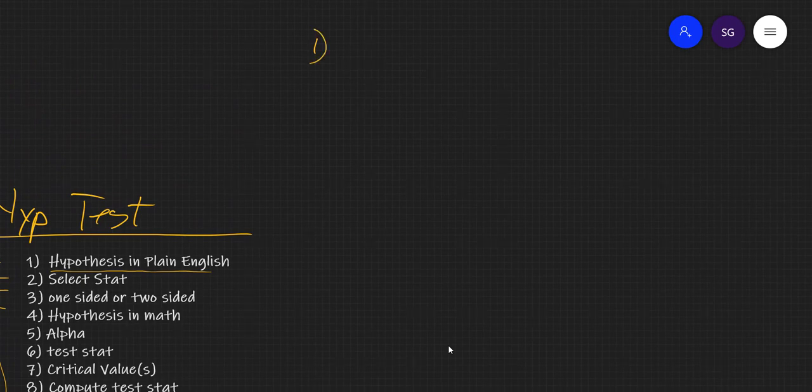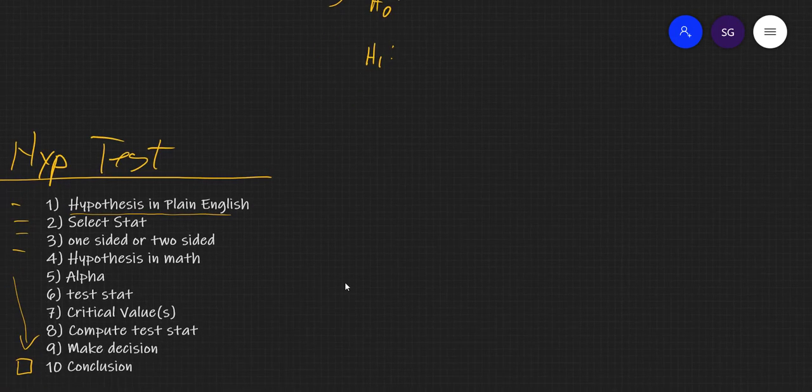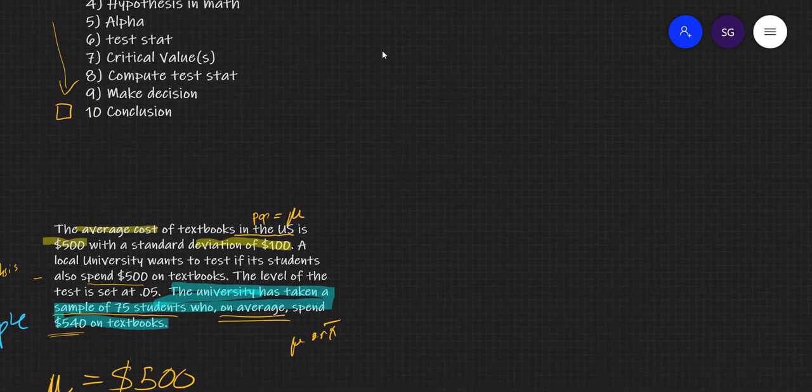State the hypothesis in plain English. Well, I need 2 hypotheses, right? I need H sub 0 and I need H sub 1. H sub 1 is my hypothesis. What is it that I want to know? If I look at my question, I know my hypothesis is in here somewhere. It is: a local university wants to test if the students also spend $500 on textbooks.